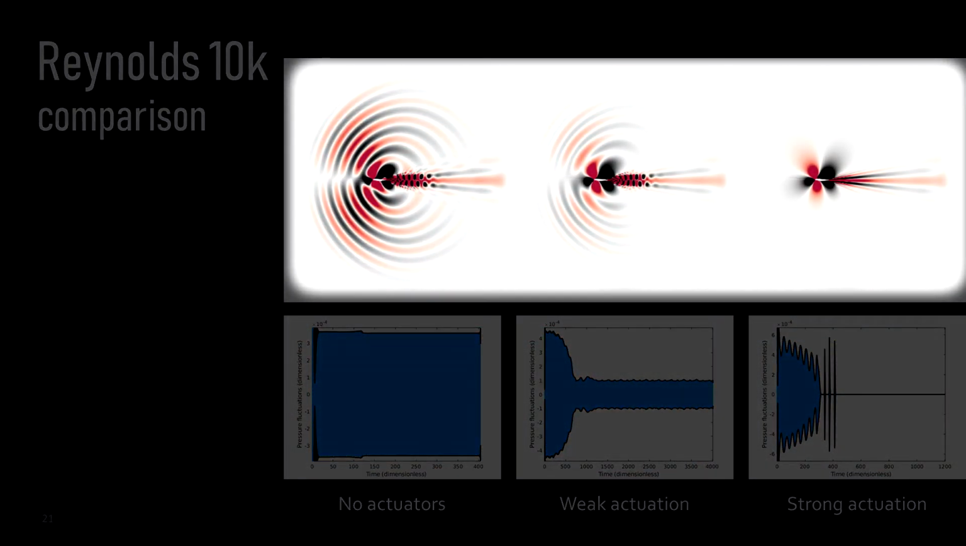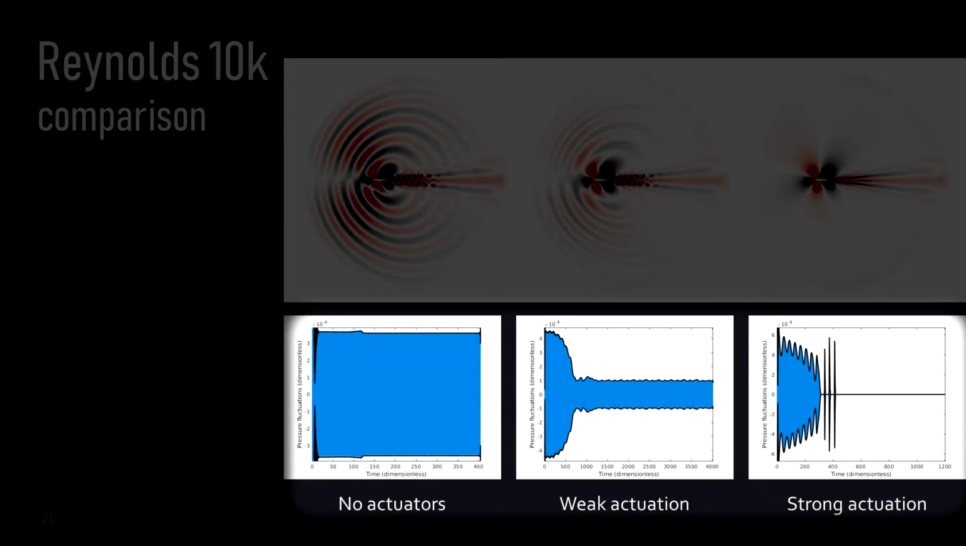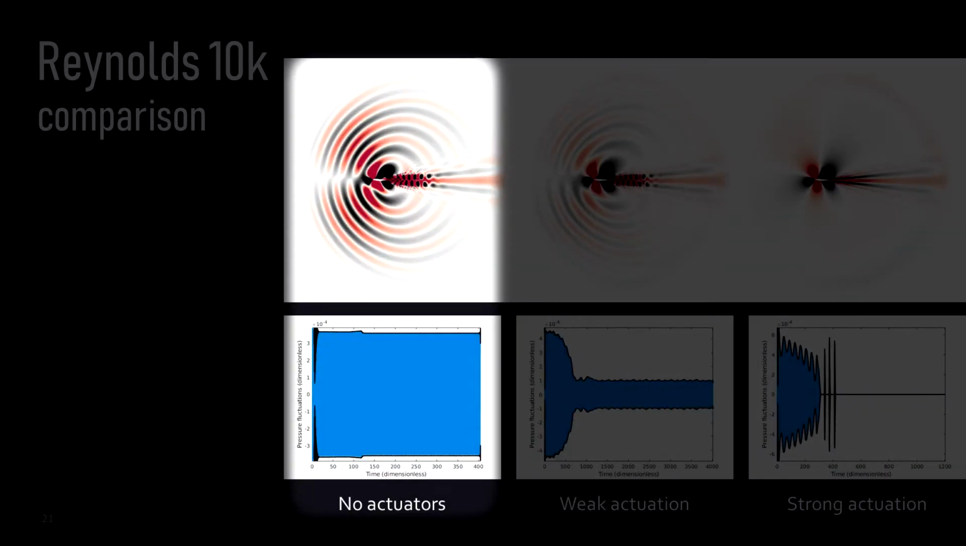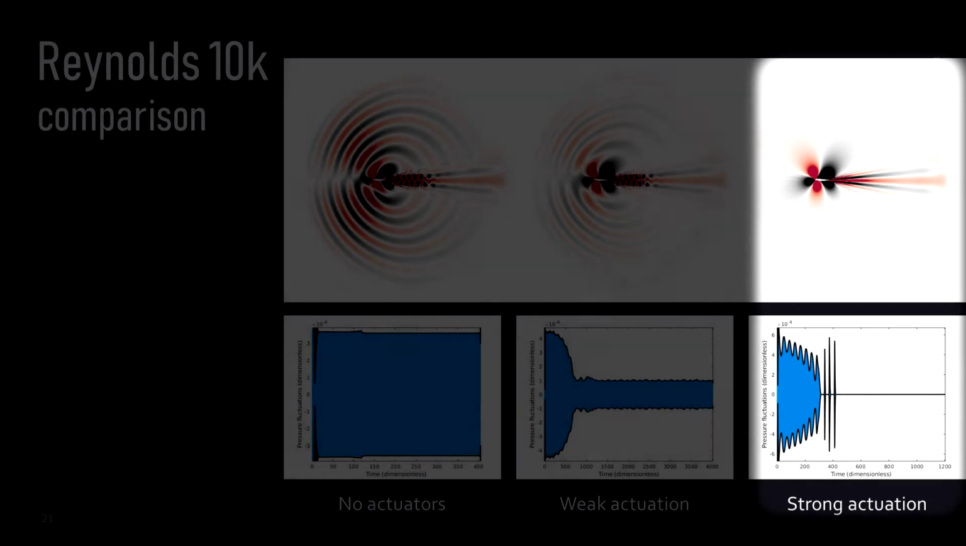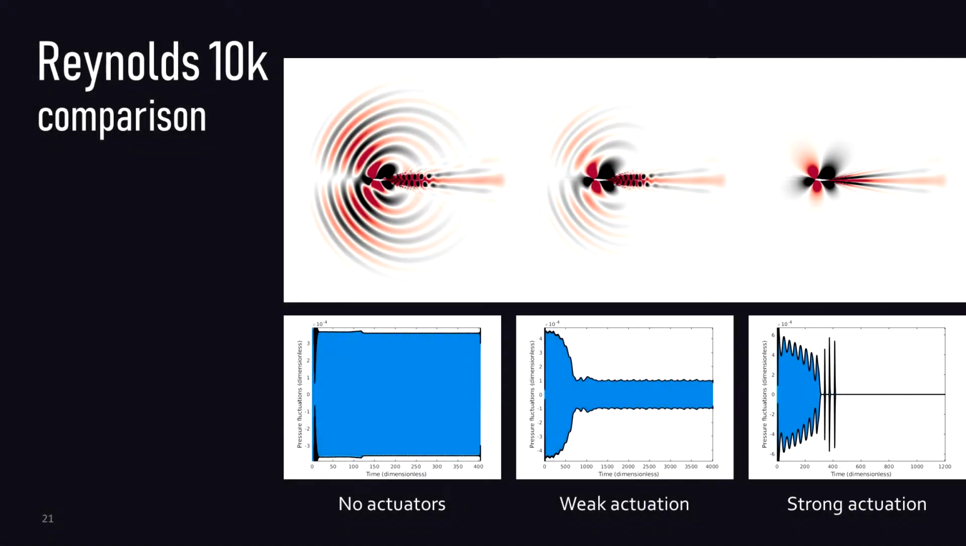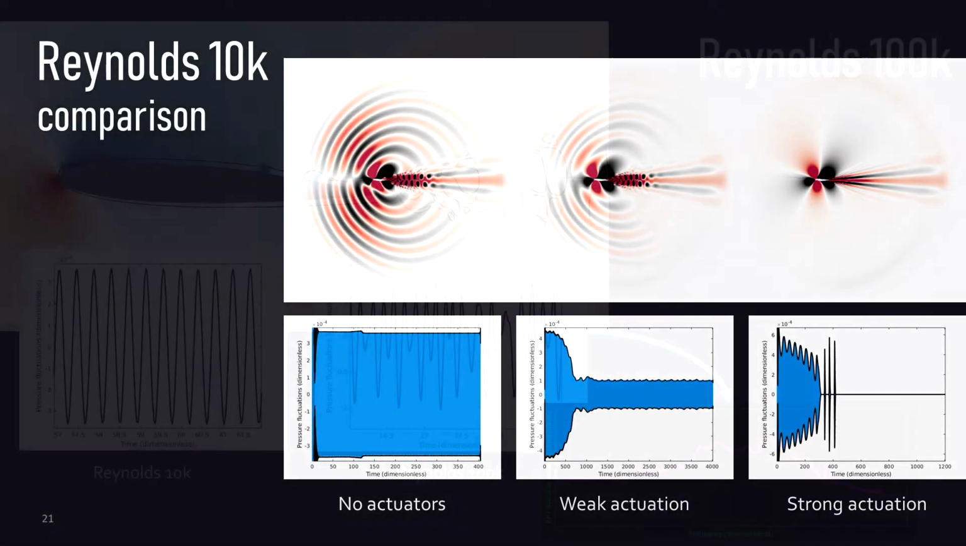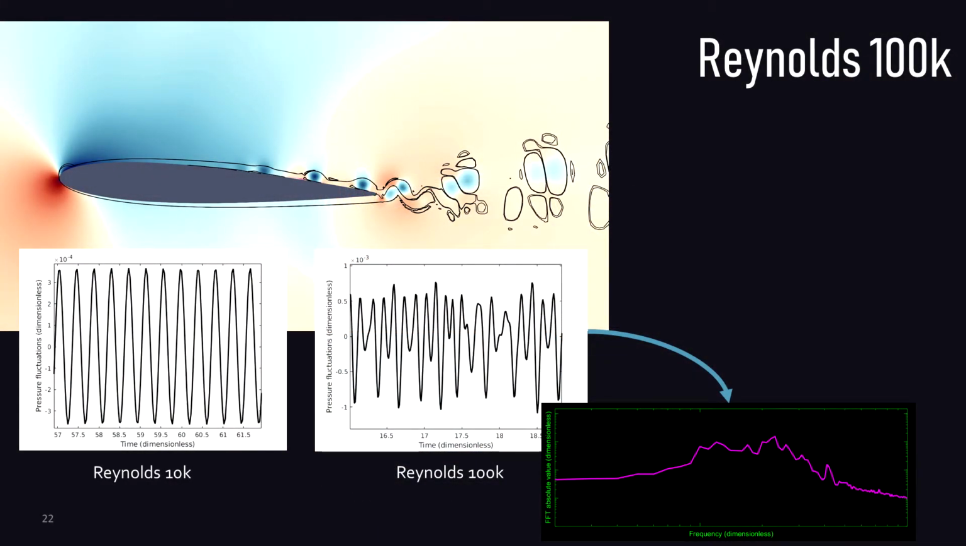Here we can see the divergence of velocity and the pressure fluctuations where there is no control, with weak optimal actuation, and with strong optimal actuation. The noise presented in the higher Reynolds case has components in a broad range of frequencies, as opposed to the lower Reynolds case, which basically produces a tonal noise.